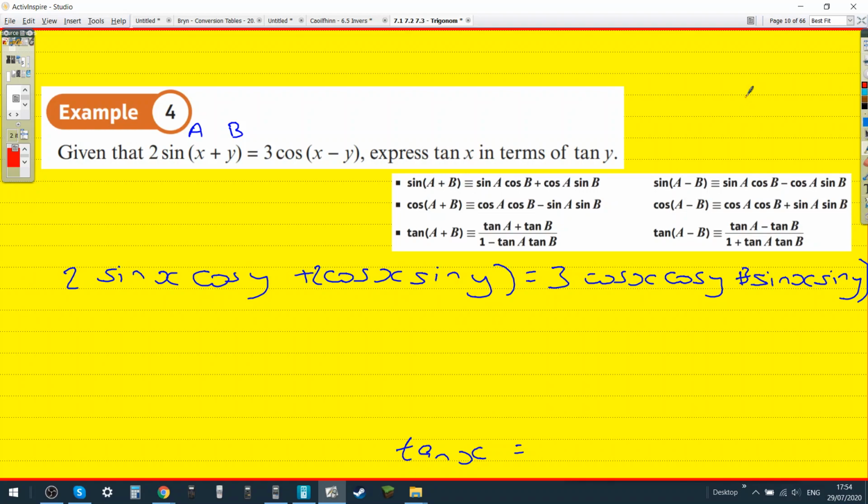Yeah. Hold on. In terms of tan y, that means we can't have any sine y or cos y. How will we get tan y? Divide by cos y as well. Yes. So let's do that in one go. Divide everything by cos x cos y. Okay, what do we get there?